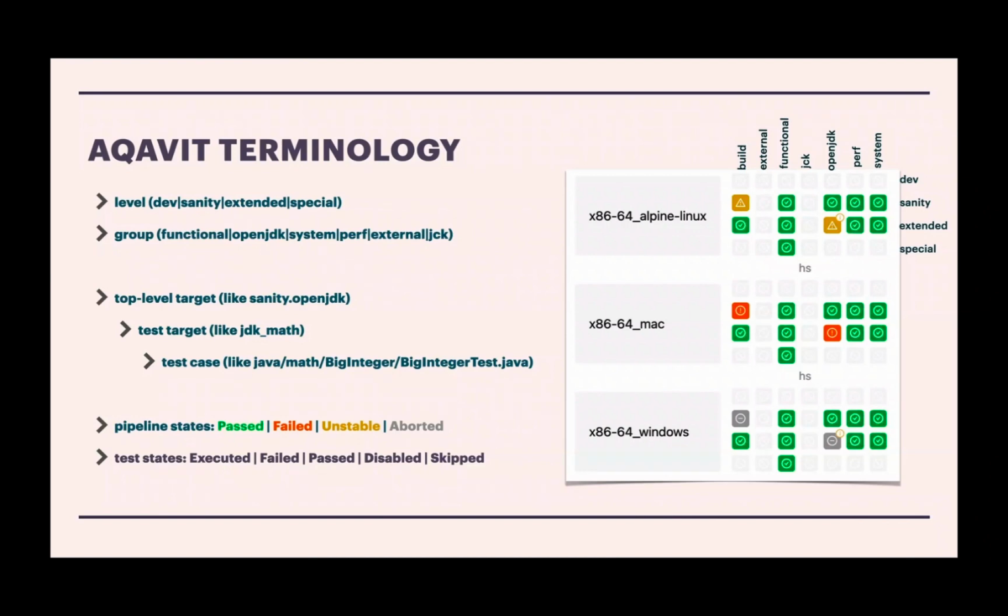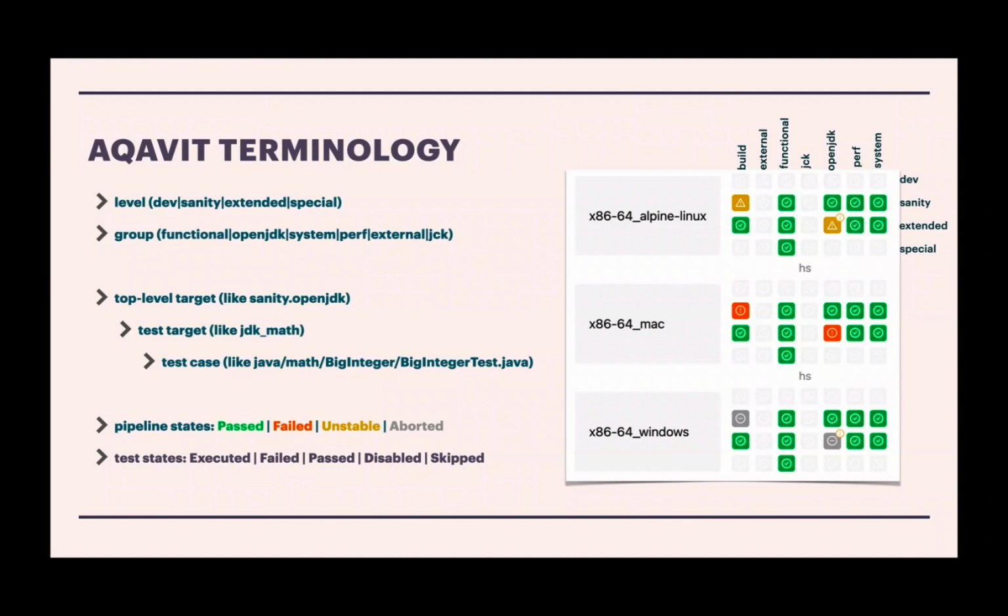Some of the terminology here, each one of those little chiclets in that grid view, the little squares, green, yellow, red, and gray, represent a top-level target. So they're a group of test targets, and many test targets that are tagged as being of a certain level and a certain group. So sanity.openjdk is one of those chiclets.